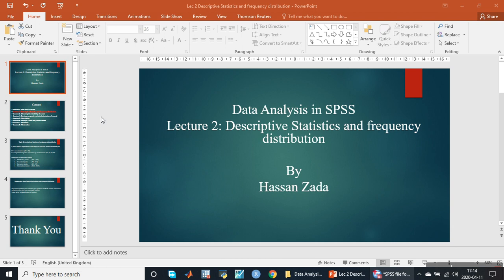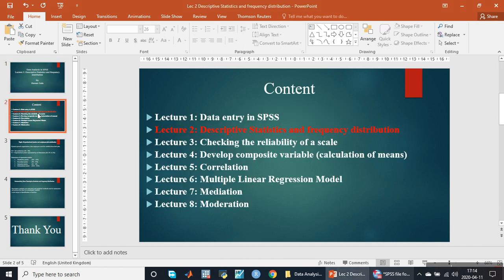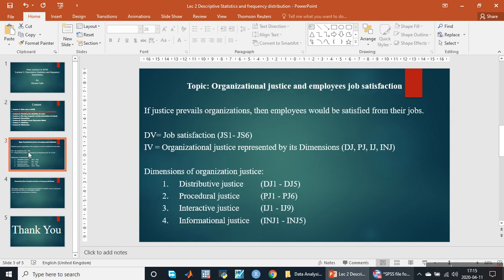It is lecture number 2 of a series of lectures in data analysis in SPSS. In the previous lecture we did an exercise on data entry in SPSS. The data entry was on this topic, organizational justice and employee job satisfaction. The research question is, if justice prevails in an organization, then employees would be satisfied with their jobs.